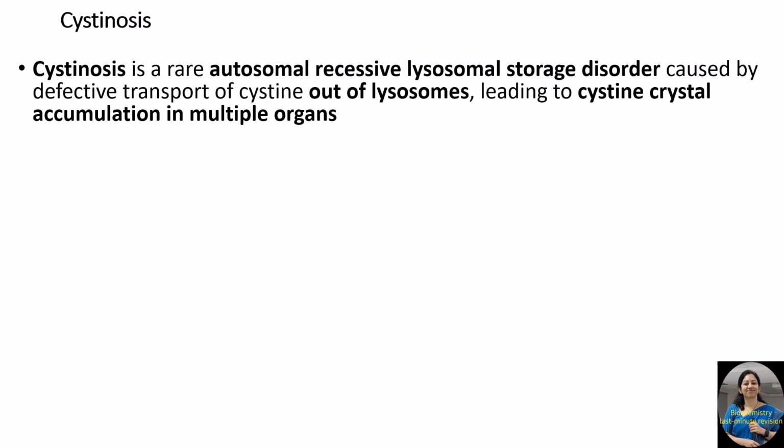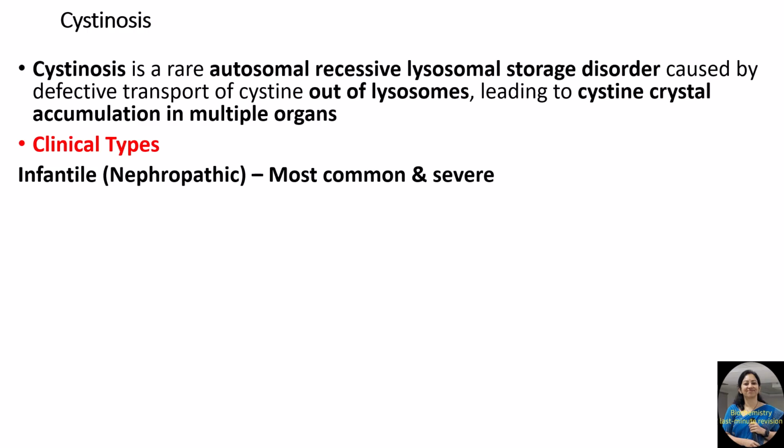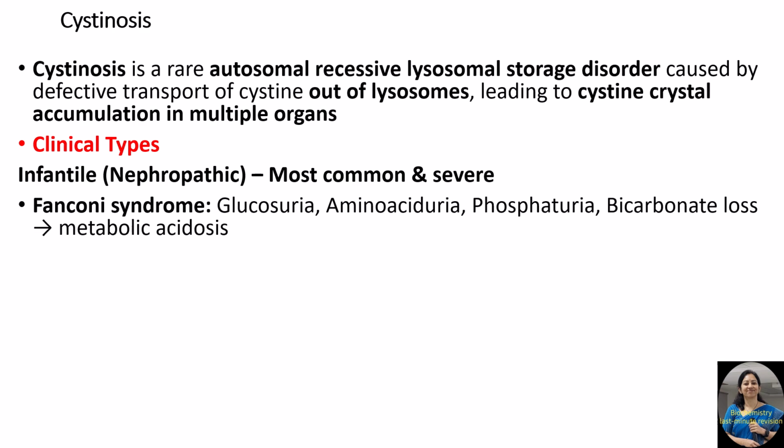Here in cystinosis, the problem is that cystine does not come out of the lysosome and stays back inside the lysosome in multiple organs, manifesting as cystinosis. There are 3 important types of cystinosis. These include the infantile or nephropathic cystinosis, the most common and severe. This is closely associated with Fanconi syndrome.